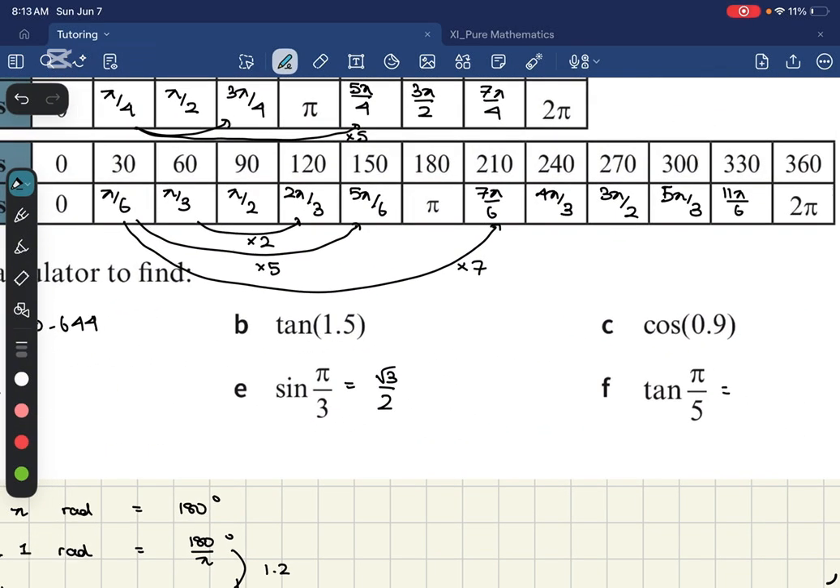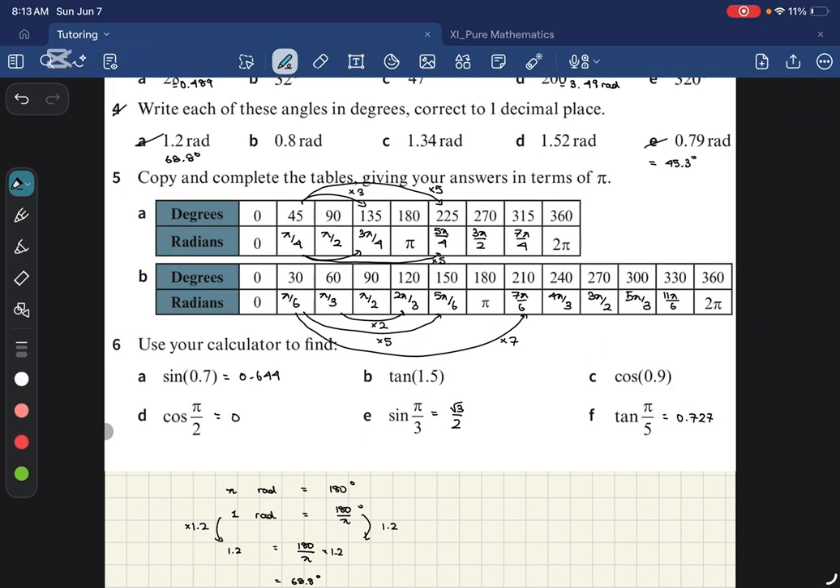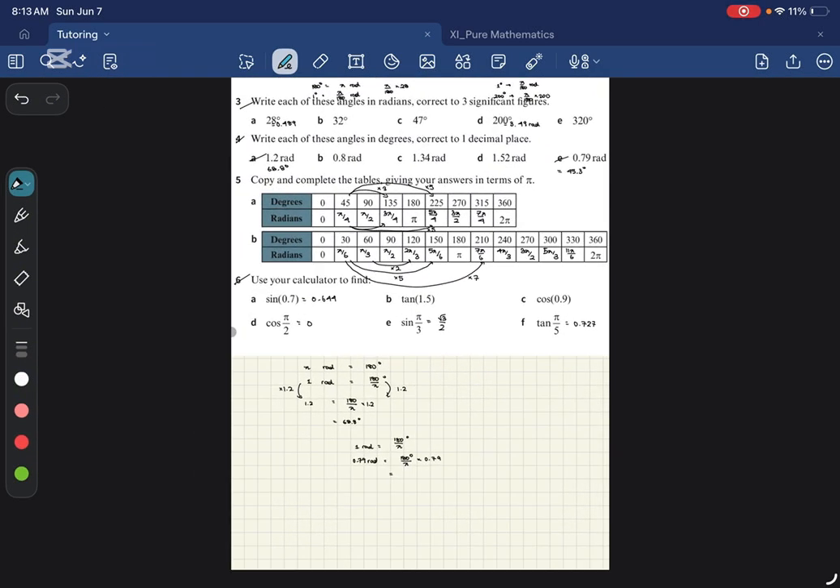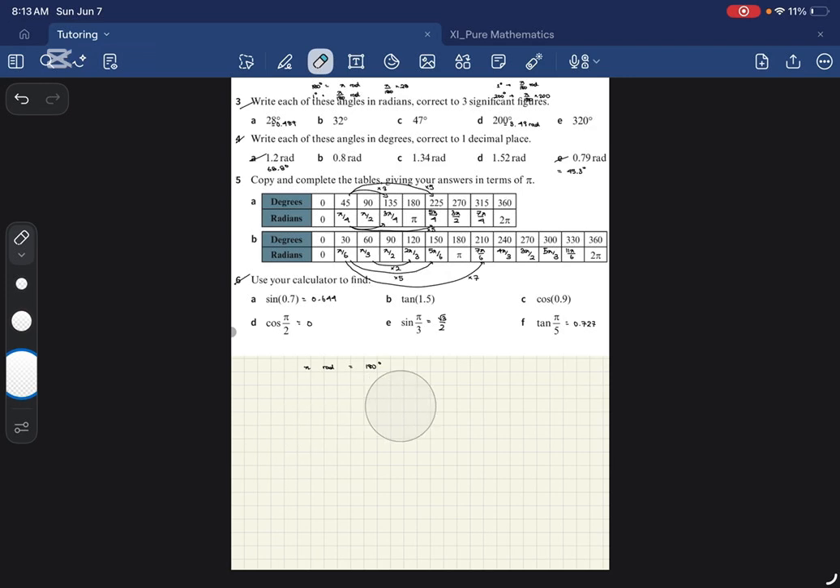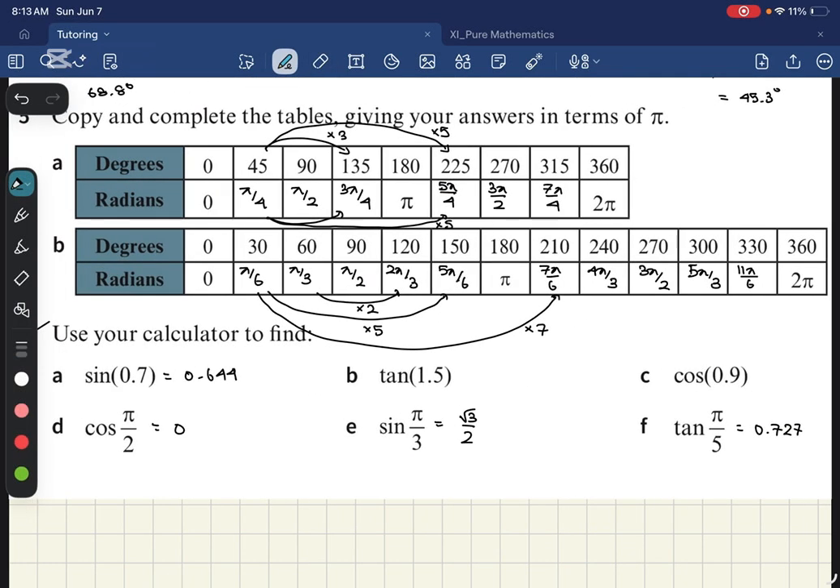Tan pi over 5. That is not a standard angle. Tan pi over 5 is about 0.727, which I rounded to 0.73. So you just use your calculator to find it, and you just want everything to be in radians. And I think that is it.